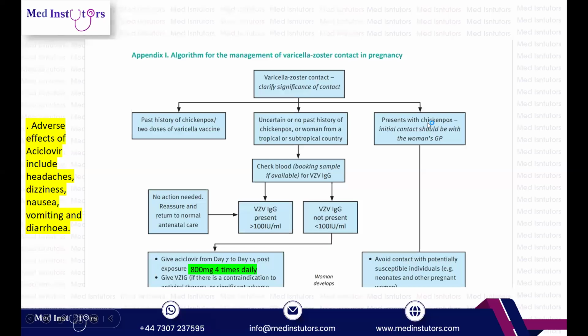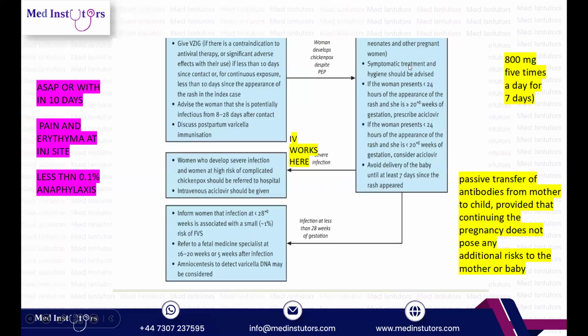Anyone who presents with chickenpox, the initial contact should be with the GP. See here, she's coming to the GP, not directly to the other person, right? The GP will tell her to avoid contact with potentially susceptible individuals. This is the first line she has to understand. Second, we'll give her symptomatic treatment, and hygiene should be advised to prevent secondary bacterial infections, right? So these are certain important things.